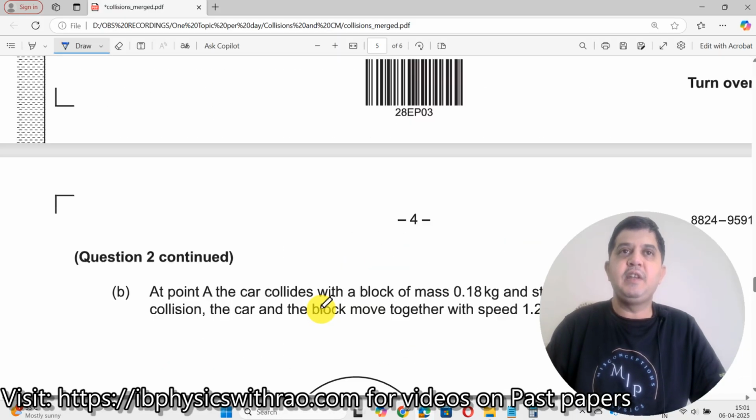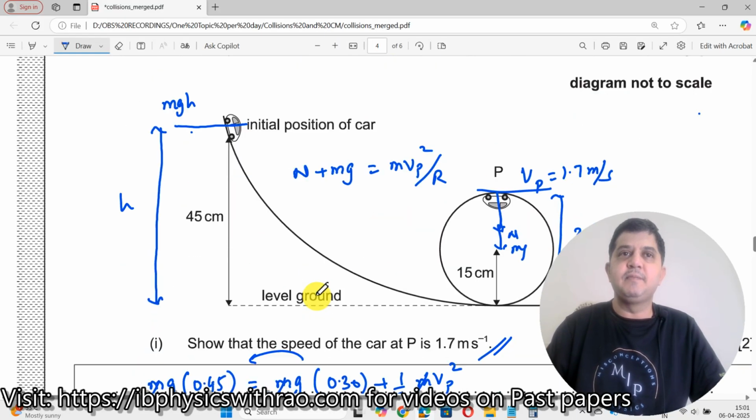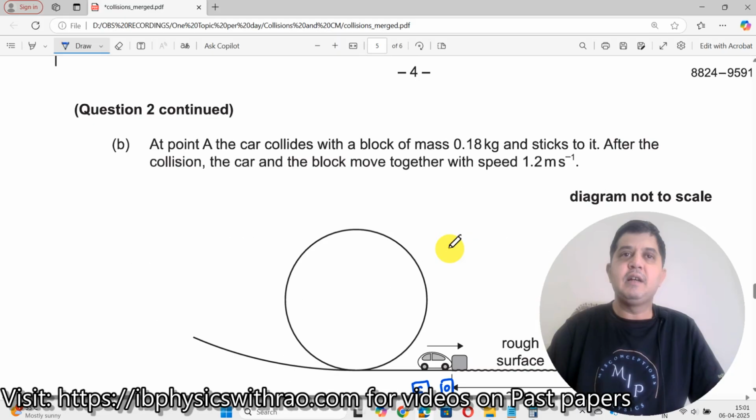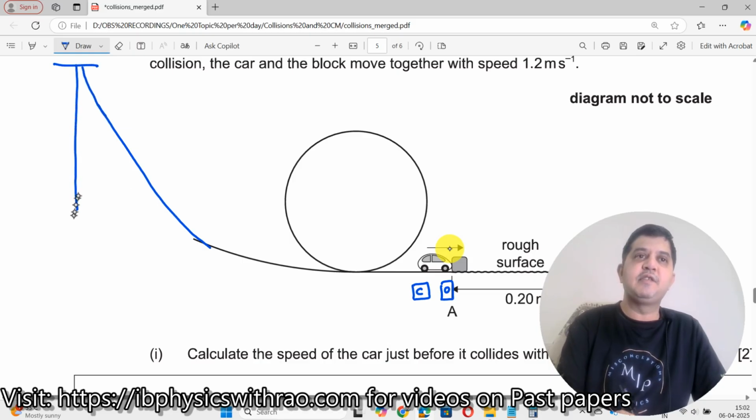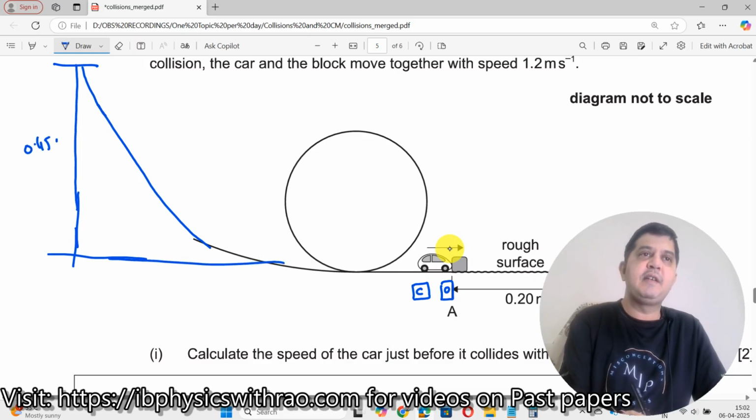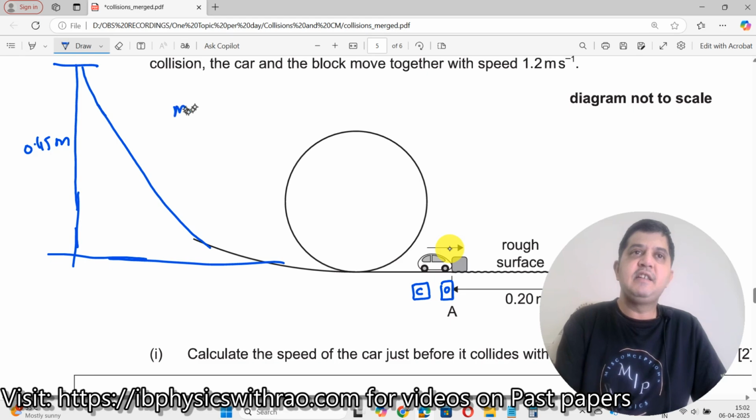Quite easy. What we need to do is apply the same conservation of energy between this position and this position. I will write mgh is equal to half mv square. Therefore, I will write mgh at this point. At this point, it was somewhere over here. This was your height. It was your height, so this is 0.45 meters.